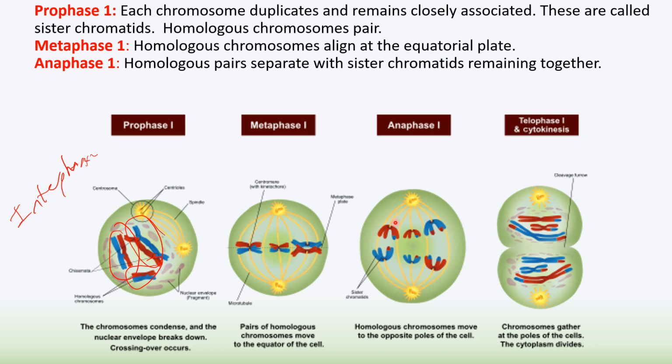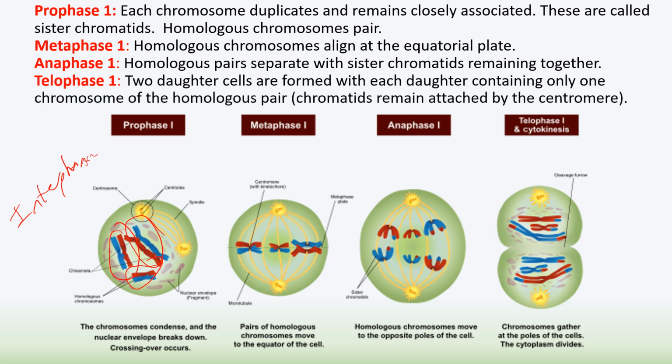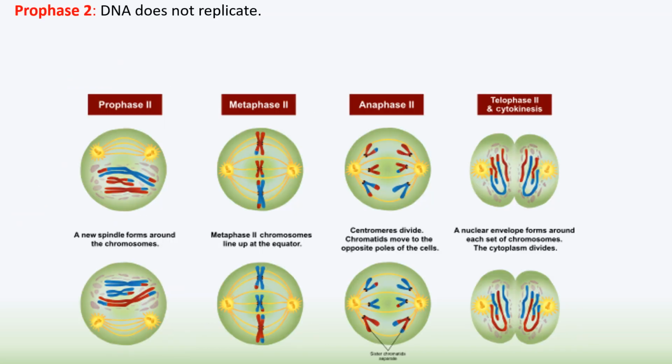The chromosomes are then pulled to the opposite poles, and then we have the cell splitting into two in cytokinesis. So two daughter cells are formed, each daughter cell containing only one chromosome of a homologous pair. The chromatids are still attached at the centromeres. We get to the reductive stage, stage 2, where prophase 2 occurs. The DNA obviously has not replicated again at this point.